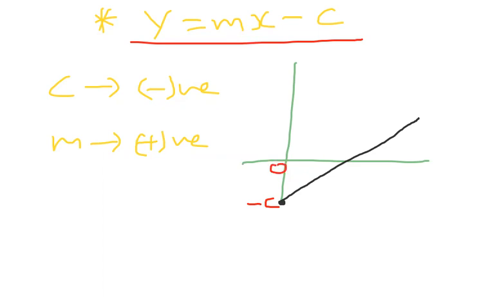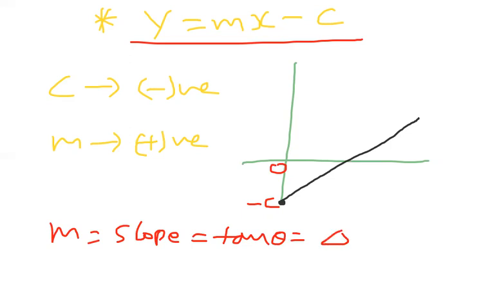Everything else remains the same. Slope m is equal to tan theta, which is equal to delta y by delta x. This doesn't make much difference here. Slope is not affected, the slope is the same. But observe carefully here. M is positive, so we draw the line going up like this. But C is negative here. C value is negative.